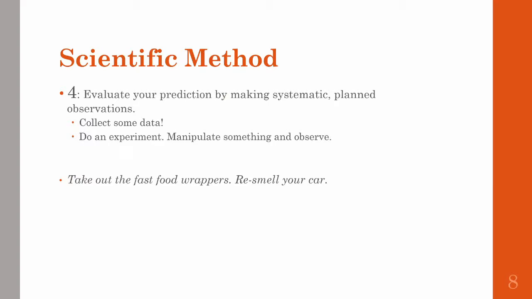Step 4. Evaluate your prediction by making systematic, planned observations. You can design and perform an experiment. We can manipulate a variable and collect some data. In a future video, we'll be going over this in more depth. But back to our example, we can take out the fast food wrappers and then re-smell the car.